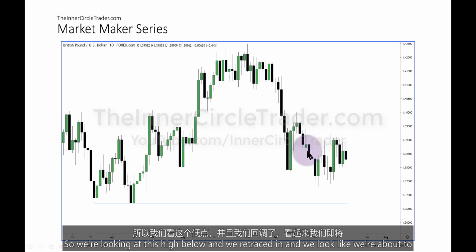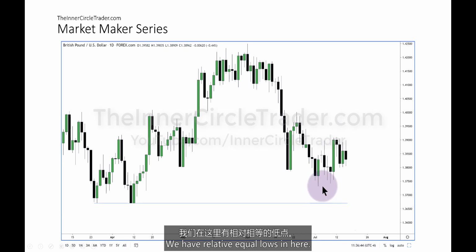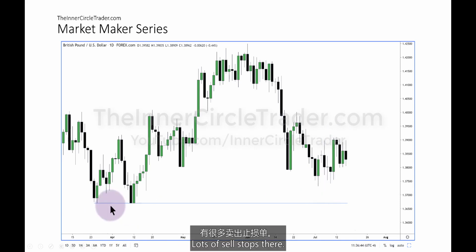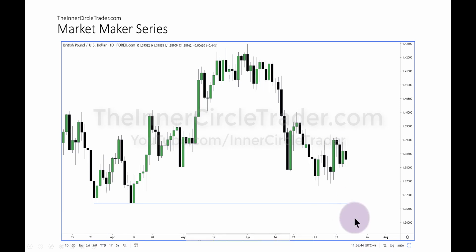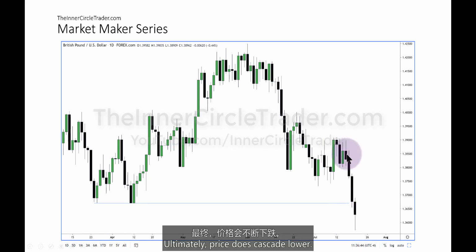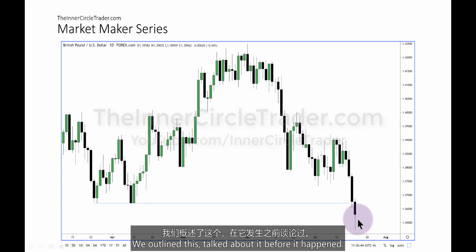So we're looking at this high, the low, and we retraced in, and we look like we're about to break lower. We have relative equal lows in here, so there's sell stops there. Lots of sell stops there. So we would expect to see price trade down there. So this is a key level. Ultimately, price does cascade lower. All of this here, my students in mentorship, we knew about this. We outlined this, talked about it before it happened.